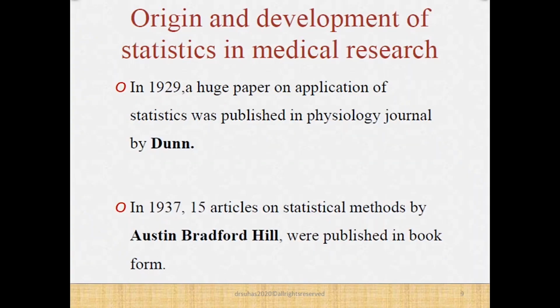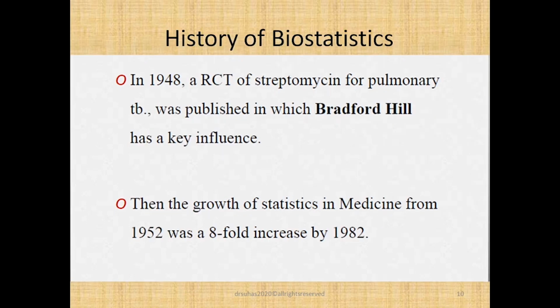So later on in 1929, a huge paper on application of statistics was published in Physiology Journal by Dunn. And in 1937, more than 15 articles on statistical methods by Austin Bradford Hill were published in a book form. In 1948, a randomized controlled trial of streptomycin for pulmonary tuberculosis was published, in which Bradford Hill had a key influence, and a lot of outcome has been generated by this study.